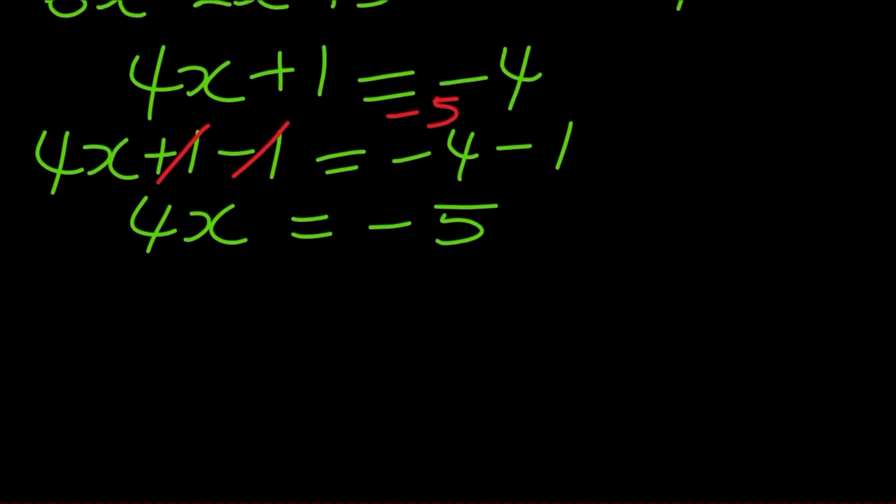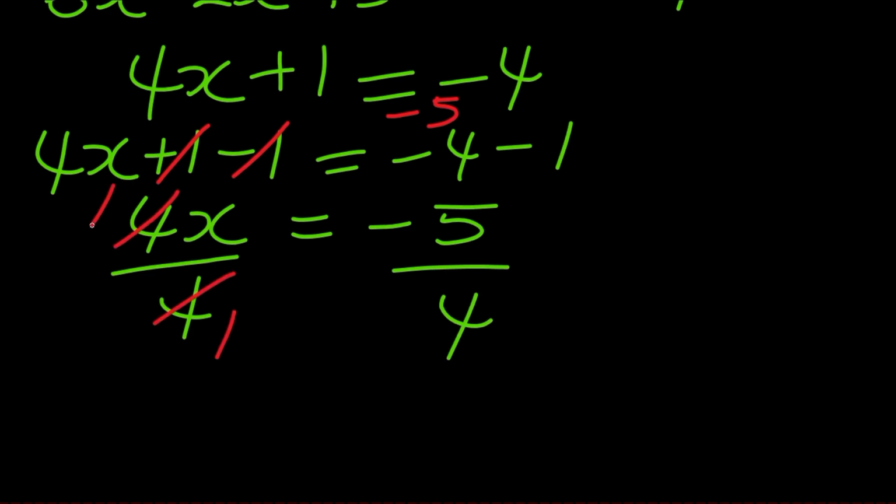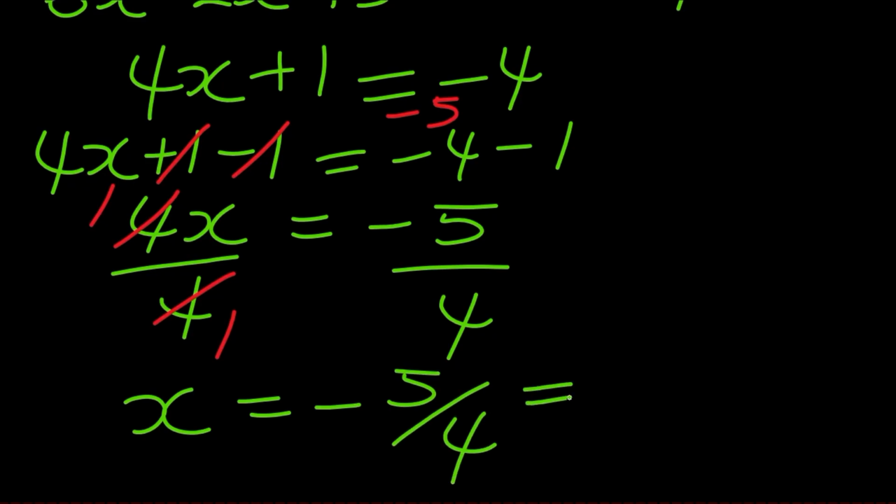Let's also divide both sides of the equation by 4. 4x divided by 4 is equal to minus 5 divided by 4. Simplifying, 4 divided by 4 is 1. So we are left with x equal to minus 5 over 4, which in a simplified form is equal to minus 1 and 1/4.